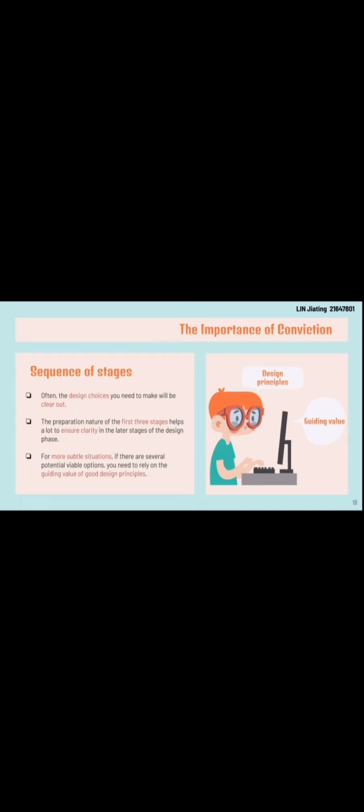Next, one of the contents of the second part is the importance of conviction. Often the design choices you need to make are clear. The preparatory nature of the first three stages is of great help in ensuring clarity in the later stages of the design phase. However, for more sober situations, you need to rely on the guiding value of good design principles.